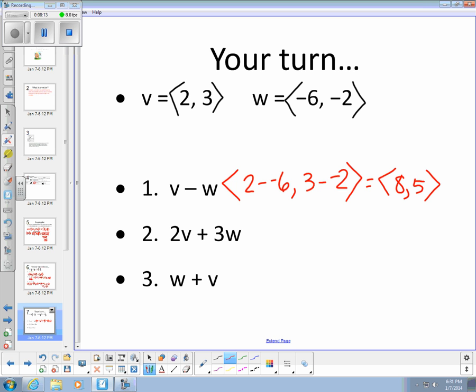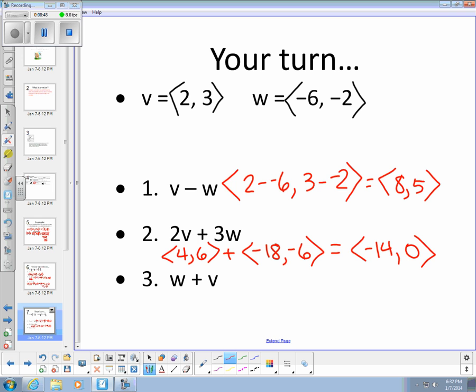On number 2, if you take care of the scalars first, 2 times v would be 2 times 2 or 4, and 2 times 3, which is 6. And then 3 times w, 3 times -6 is -18. 3 times -2 is -6. Now we're going to add those two together. So 4 plus -18 would be -14. And then 6 plus -6 would give us 0. So the answer would be -14 and 0 for your components.